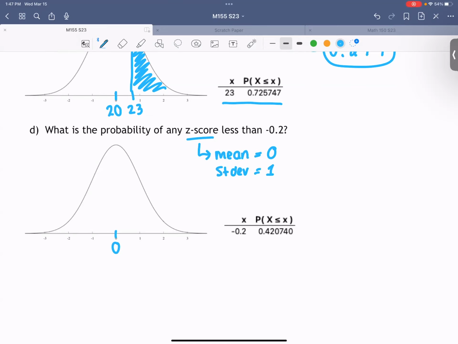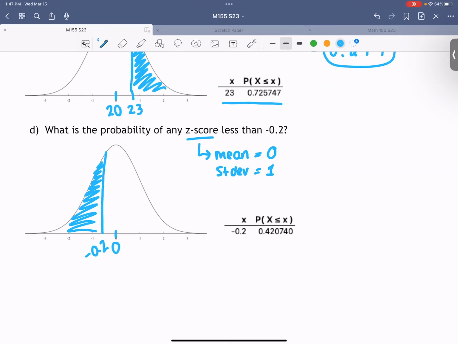Based on my picture, the Z-score is less than negative 0.2. Negative means we're below the mean, so negative 0.2 has to be around here. And if I'm doing a less than question, I'm shading in everything to the left, right? So I went through Minitab and changed the mean and standard deviation to 0 and 1. What's my final answer?